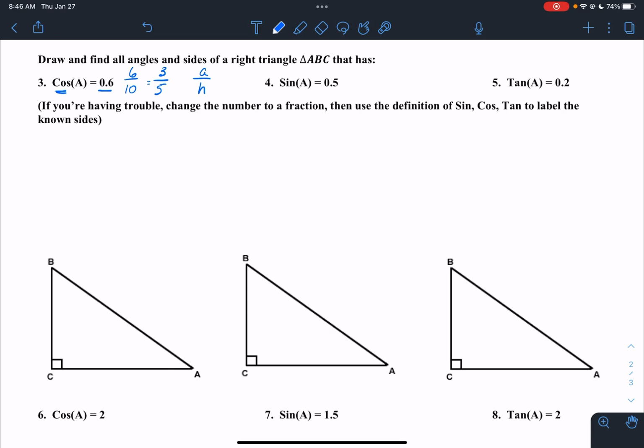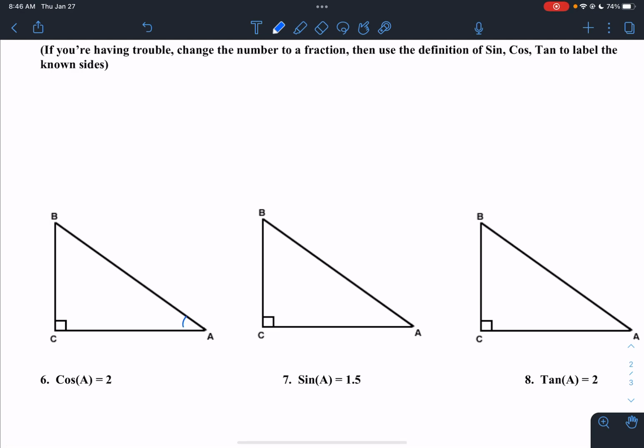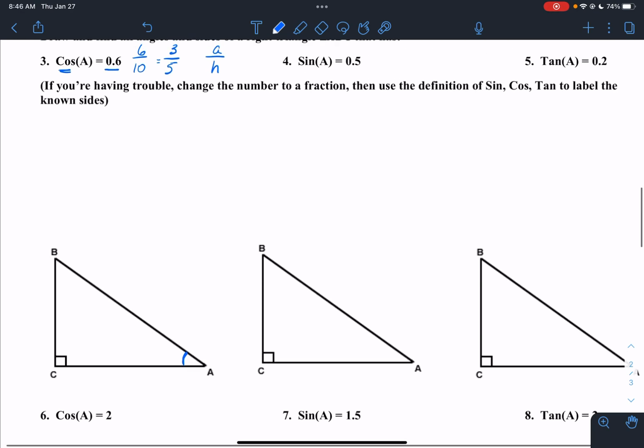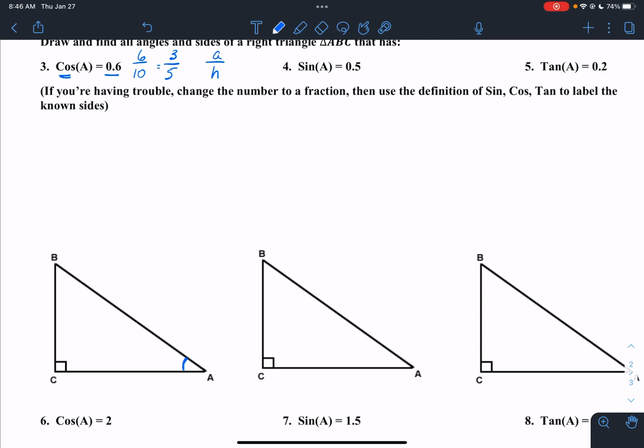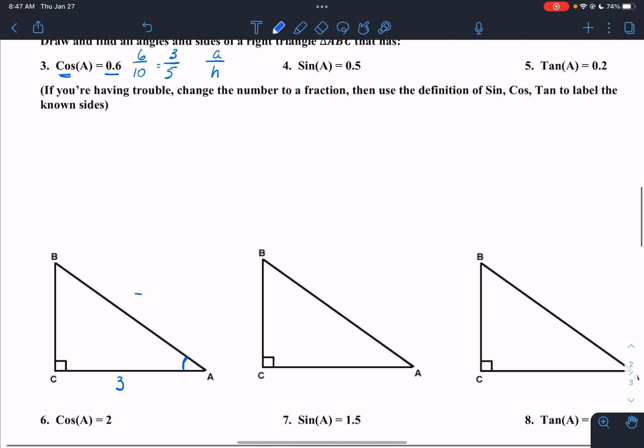And so I know that if in my picture here, cosine of A means that I start at A. So I'm going to put a little angle mark in here. I'm starting at this angle, and from that angle, the ratio of the adjacent over the hypotenuse is 3/5, or if you wanted to use 6/10, that's the same thing. So what I could do is say that if I start at A, since the cosine of A is 3/5, the adjacent side to A, which is here, is 3, and then my hypotenuse is 5.